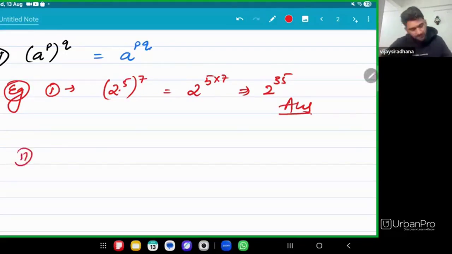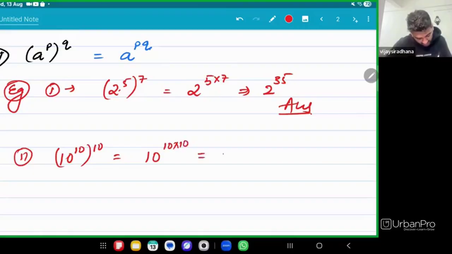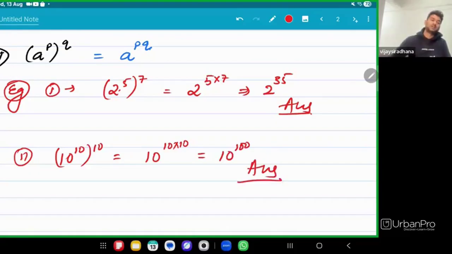Let's see one more example. Suppose it is given 10 to the power of 10 to the power of 10. Then what will be the answer? Then this would be the same as what we did: 10 to the power of 10 into 10, which is nothing but 10 to the power of 100. This is the answer. Right? I hope you are enjoying it.